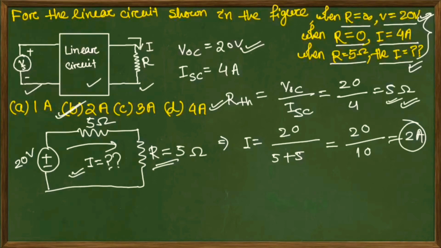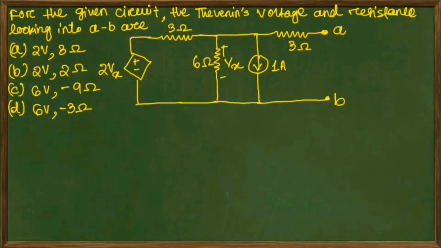Now let's move on to the next question. This is a typical question from Thevenin's theorem, and this type of question was not asked by SSC as this is a very lengthy question. I have taken this question in order to show the concept of Thevenin's theorem, meaning how to apply Thevenin's theorem when the circuit consists of both dependent as well as independent sources.